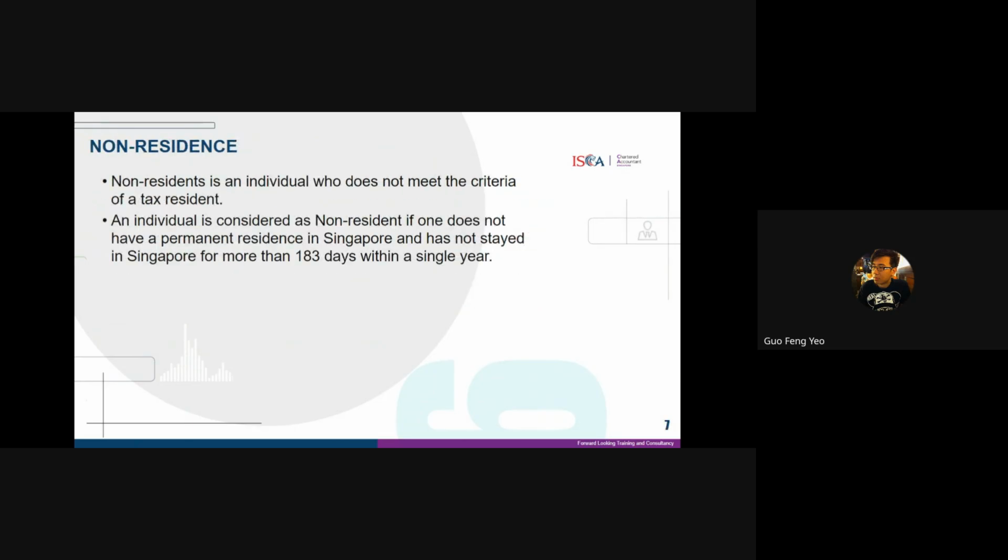Next, by the operation of the law, any individual who does not meet the criteria, which I explained earlier, would be deemed as a non-resident. Generally, an individual will be considered as a non-resident if he or she does not have a permanent residence in Singapore and has not been physically in Singapore for more than 183 days within a calendar year.